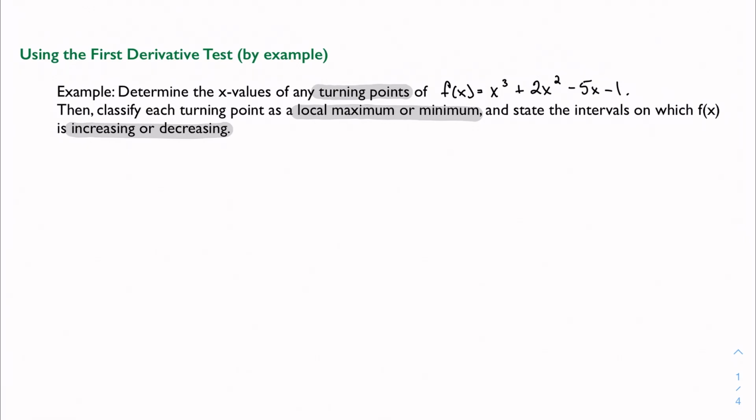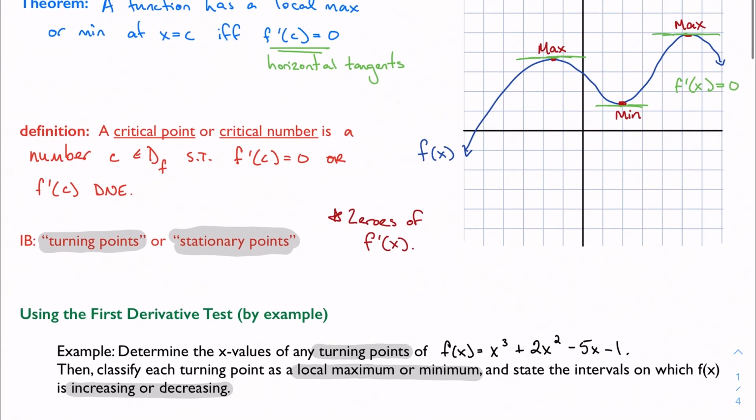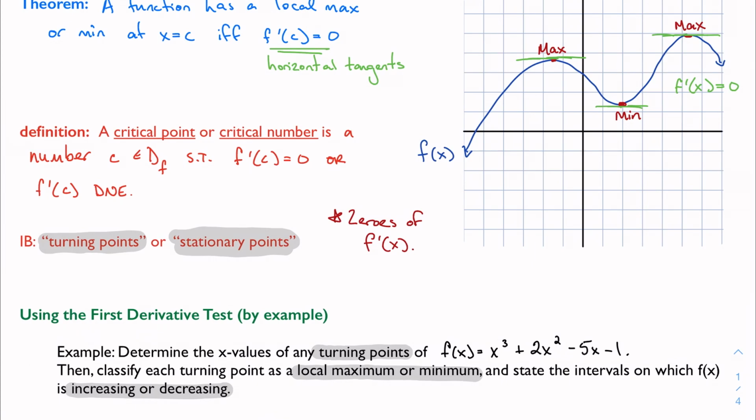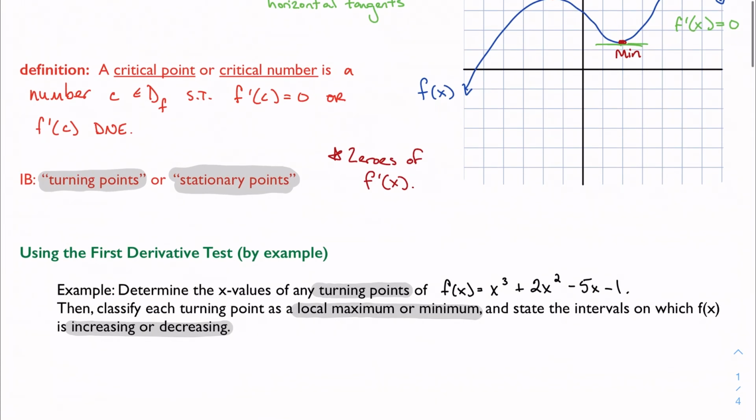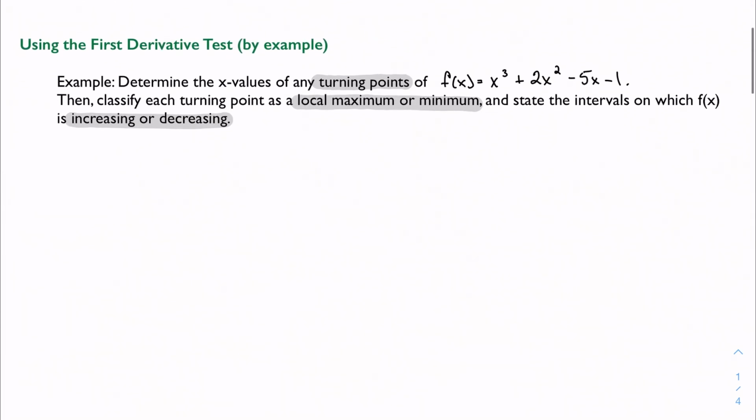So to use my first derivative test, if I'm looking for local maxima or minima, I'm looking for points, as I said before, where the derivative is 0. So my first step would be to derive and set the function equal to 0. So we're going to do that.